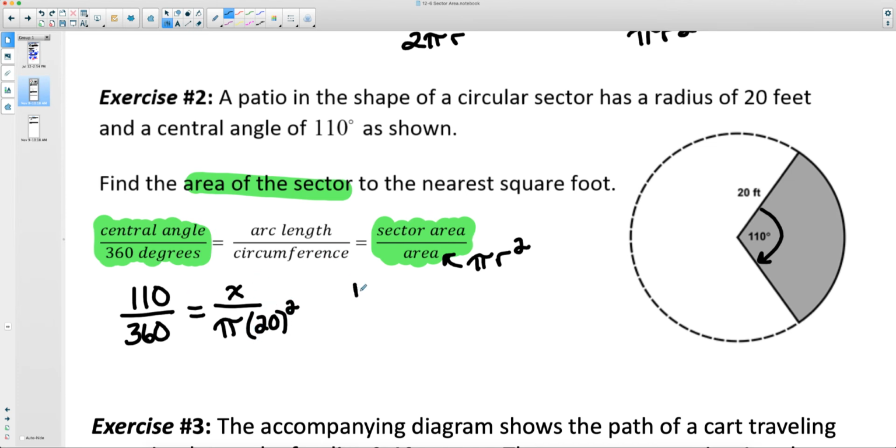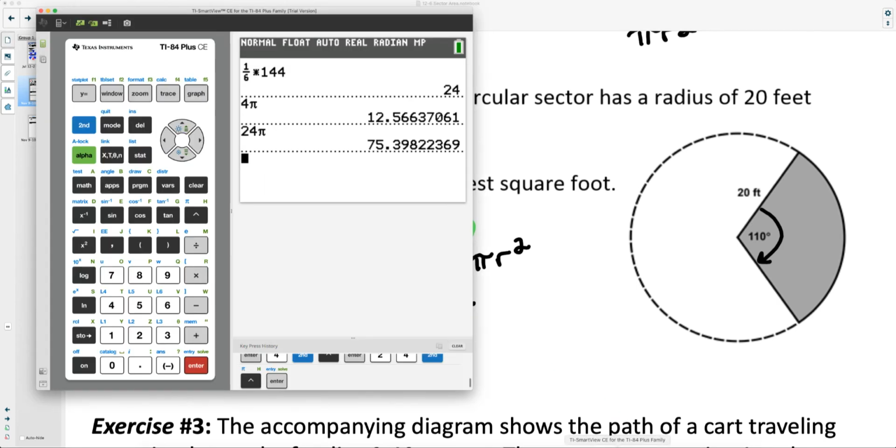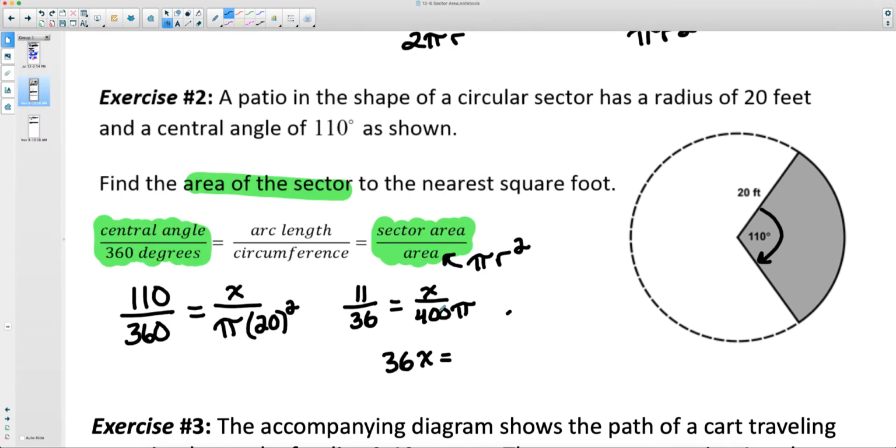So now let's simplify this a little bit. We could simplify the fraction if you want. 110 over 360, you could simplify it to be 11 over 36 equals x over 400 pi. Okay, let's cross multiply. So 36x equals, going over to our calculator, 11 times 400. I don't know why I needed a calculator for that.